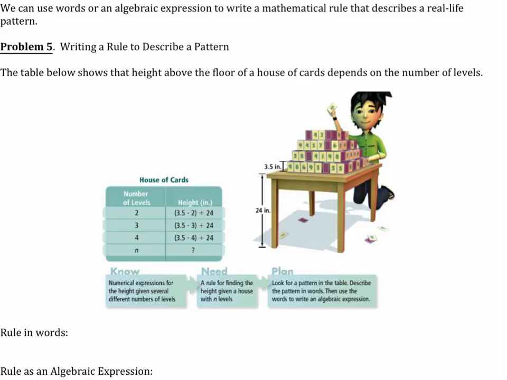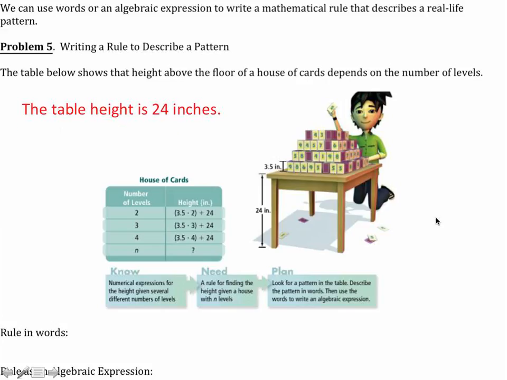All right, problem number 5. We're writing a rule to describe a pattern. The table below shows how the height above the floor of a house of cards depends on the number of levels. So here's my table: 24 inches high, and then each level of cards is 3.5 inches. All right, so from that info, here's what I need.